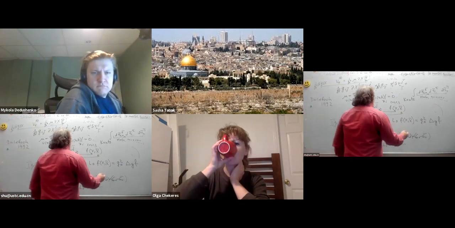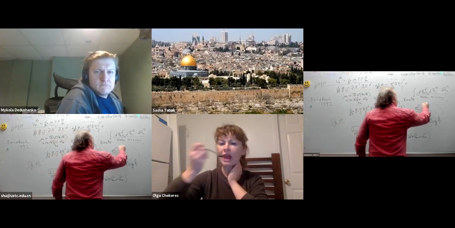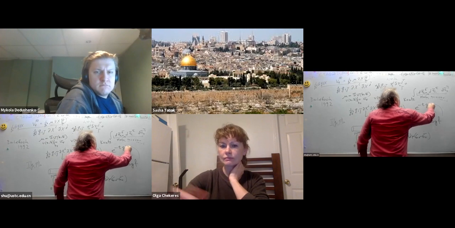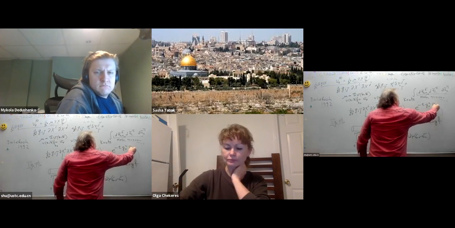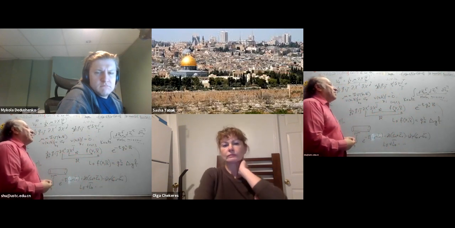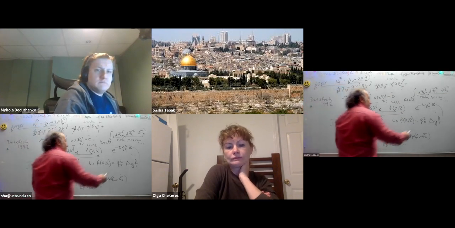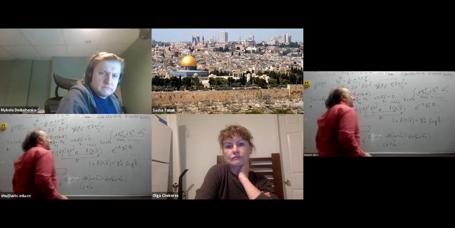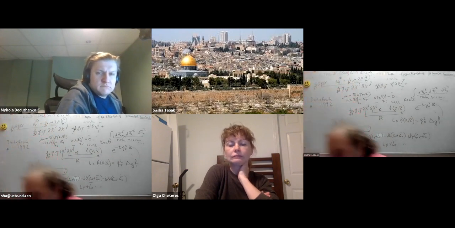So I do have this scenario. So I actually have here epsilon, and E is the eigenvalue of the Laplacian. So that's what actually happens.